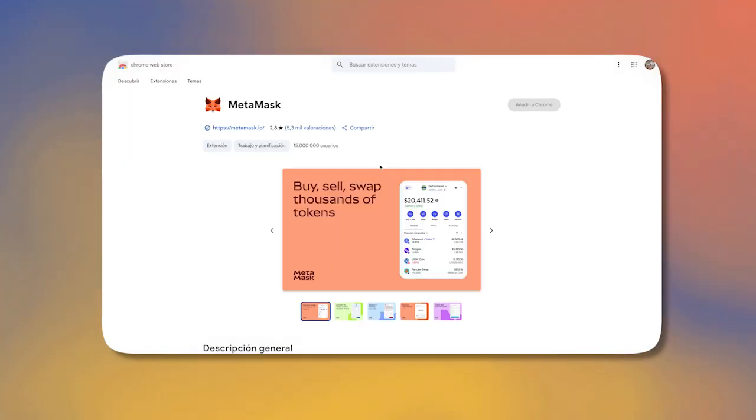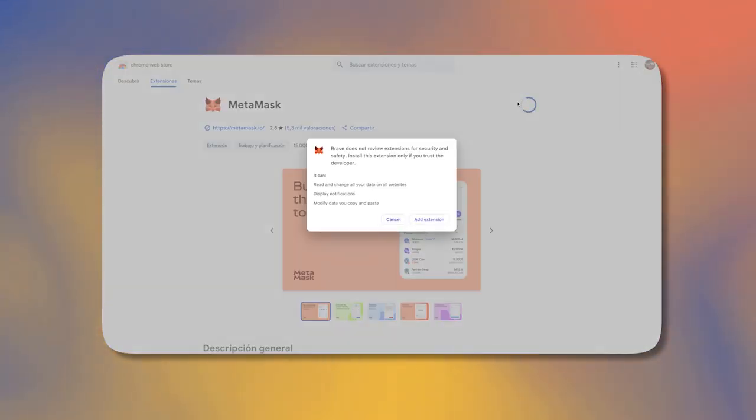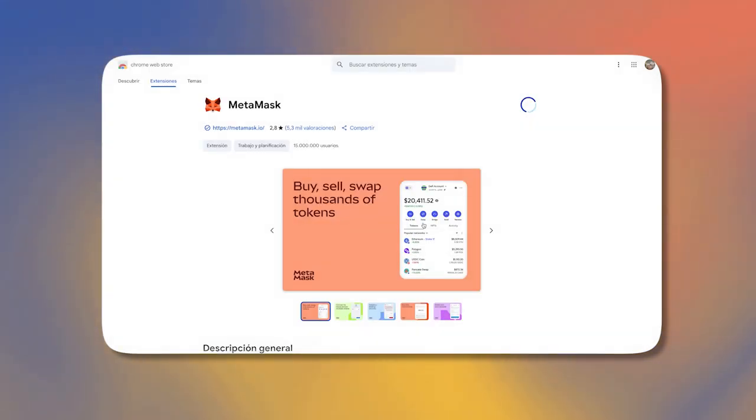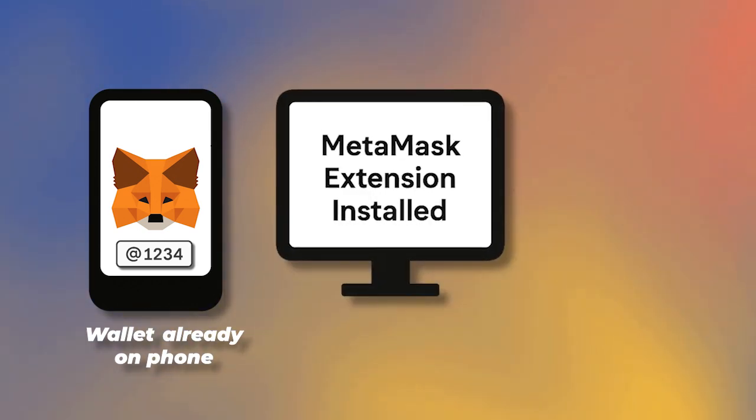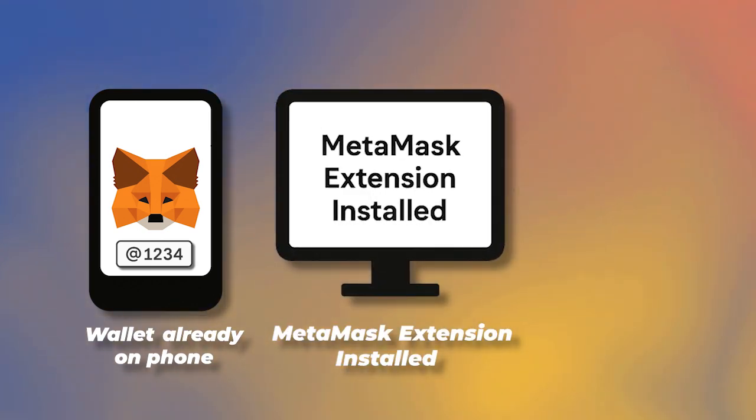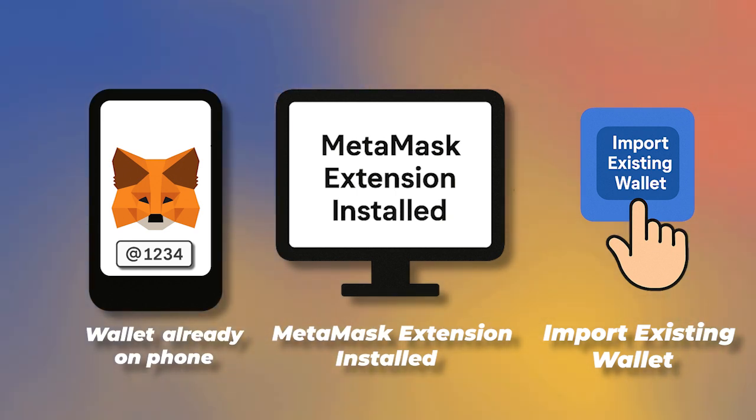After that, the platform will ask you to install the MetaMask extension on your computer. If you don't already have it, this is where you do it. Just add the extension to your browser by clicking through all the pop-ups until it asks you to log in. If you already have MetaMask installed, you can skip this part. But in this case, since my MetaMask wallet is in my cell phone, here's how to proceed. Install the MetaMask extension, then log in by importing an existing wallet.